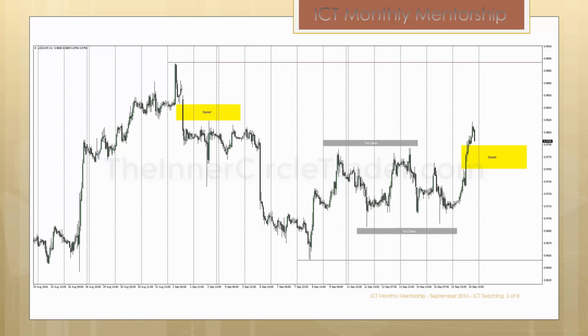And we'll teach all those things, all those intricate details will be taught in this mentorship. For now, you're going to be taking all those levels you found on the daily chart and the 4-hour and transposing those to an hourly chart.